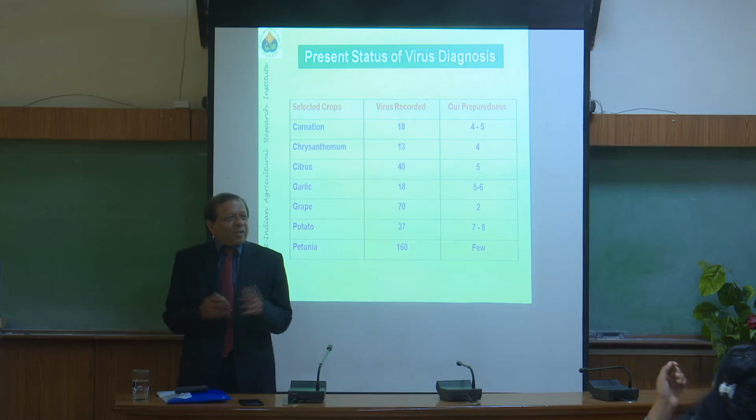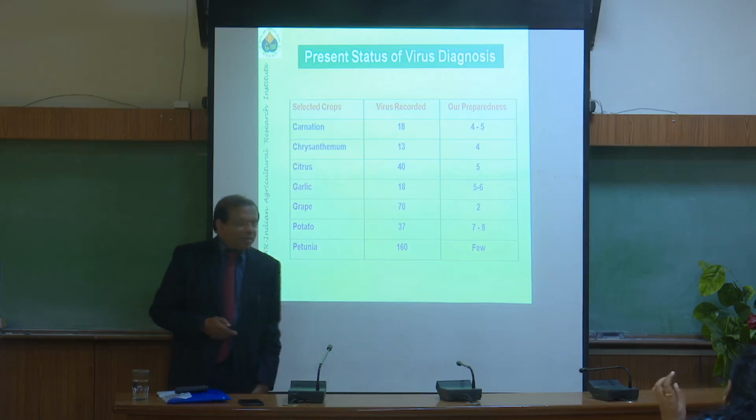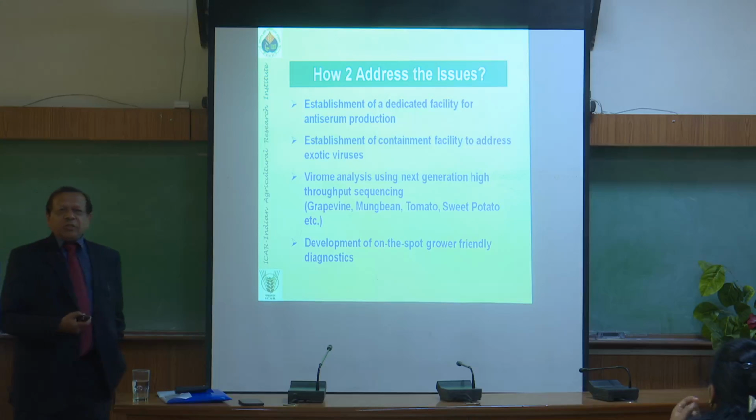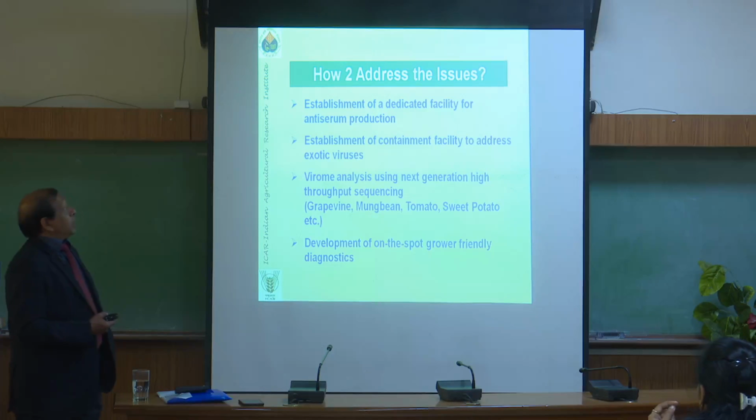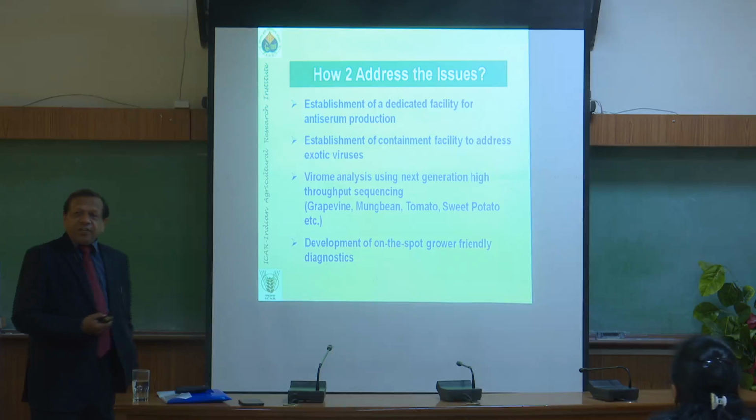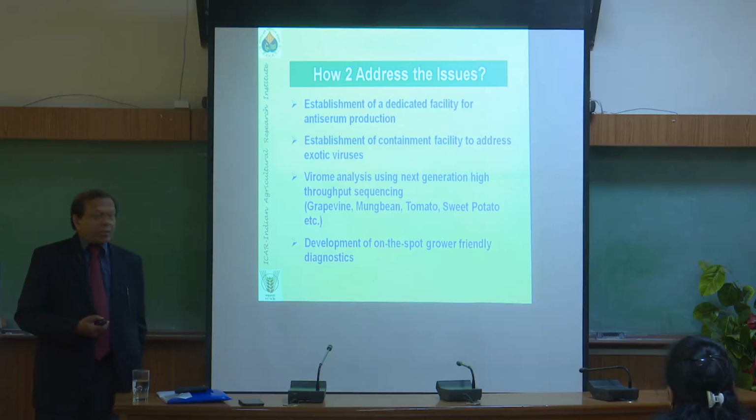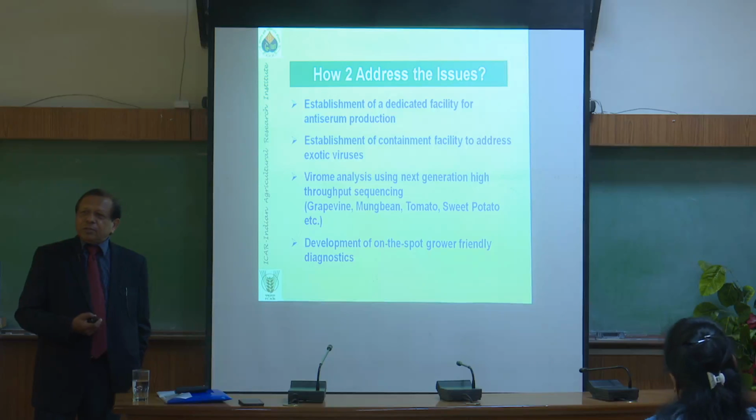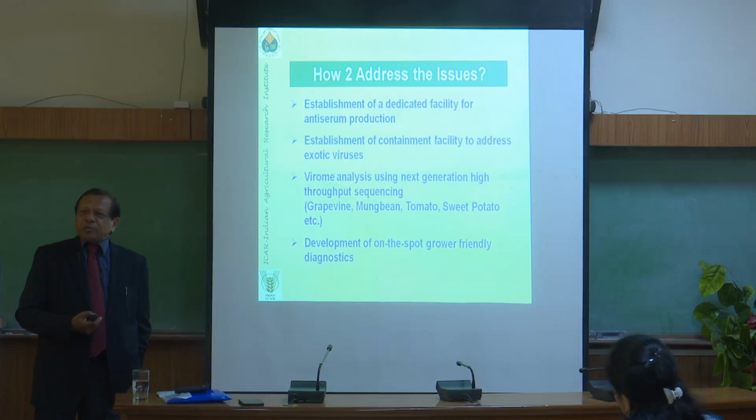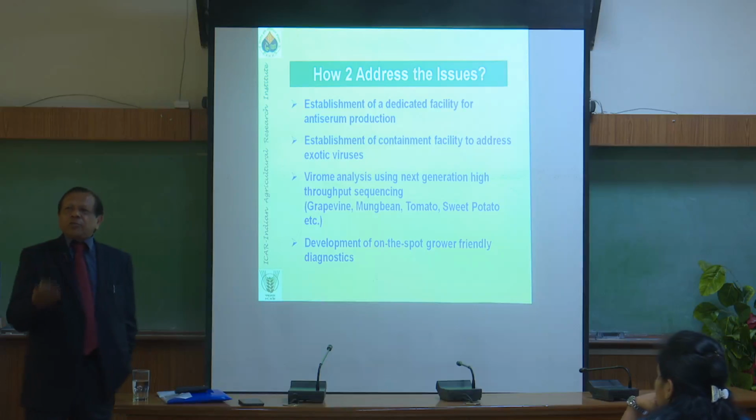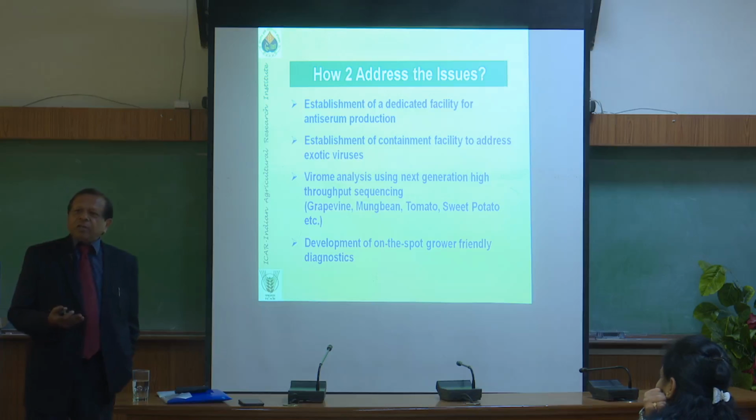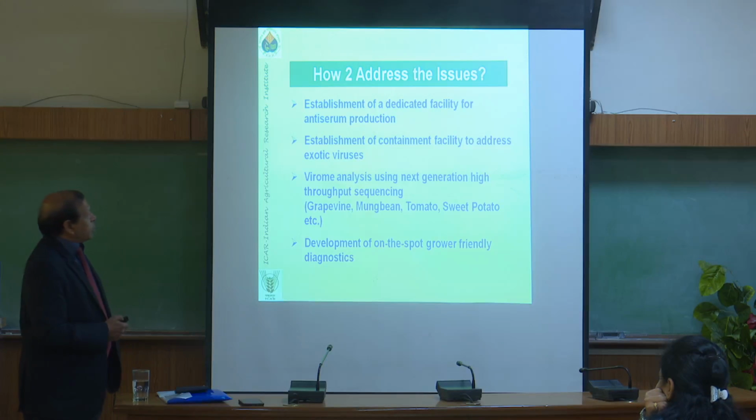It's not that everything has been solved actually. There are certain major issues which need to be addressed. We need to have a dedicated facility for anti-serum production. We need to have a containment facility if you want to work on exotic pathogens. I will say pathogens. Even if exotic fungi or bacteria are there, if you have to really have preparedness for them, we should have an exotic containment facility.